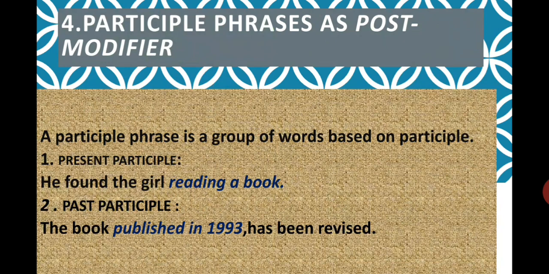Past participle. The book published in 1993 has been revised. Here, published in 1993 is a past participle form of a verb, published, and published in 1993 is a past participle phrase, and it is giving information about the word book. Book is a noun. Published in 1993, this participle phrase comes after the noun book, so it is a post modifier. So it is clear to us that participle phrases also act as post modifiers.